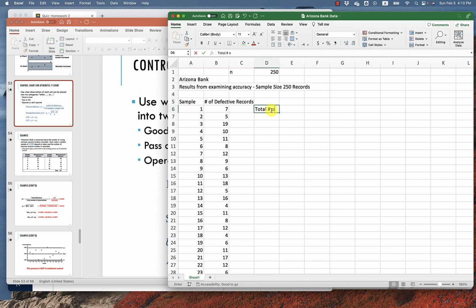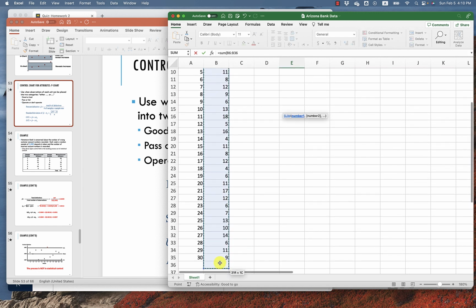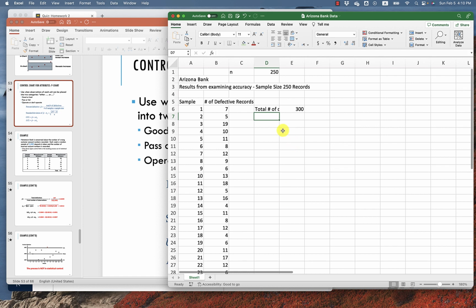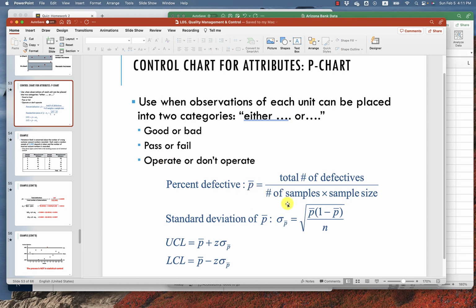So total number of defectives, that's going to be a sum of this column across all 30 samples. How many defectives did we find? And then P bar, which is the proportion of defective, is this number divided by number of samples, which is 30, times the sample size, which is 250, and we get P bar of 0.04. Now once you have P bar, you have to find sigma P bar, which is this complicated looking formula. But once you have sigma P bar, the UCL and LCL calculation is really simple. You take P bar plus Z times the standard deviation of P bar, and you take P bar minus Z times the standard deviation of P bar.